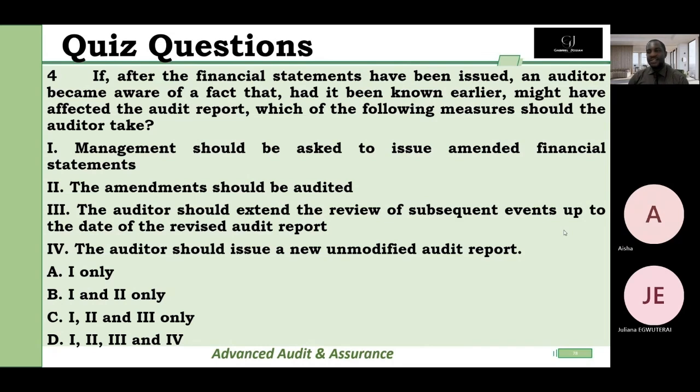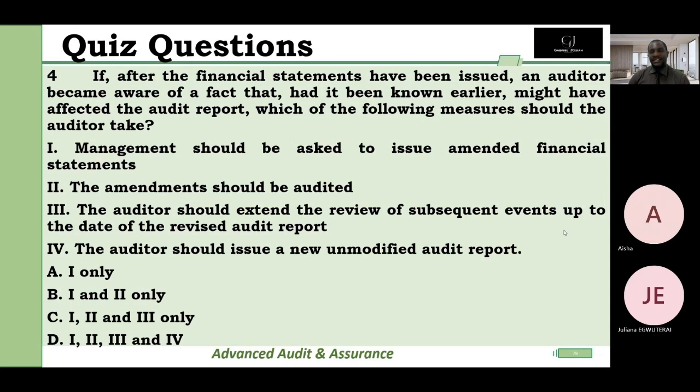If after the financial statements have been issued, an auditor became aware of a fact that, had it been known earlier, might have affected the audit report, which of the following measures should the auditor take? 1, management should be asked to issue amended financial statements. 2, the amendments should be audited. 3, the auditor should extend the review of subsequent events up to the date of the revised audit report. 4, the auditor should issue a new unmodified audit report. A, 1 only. B, 1 and 2. C, 1, 2, 3. D, 1, 2, 3, 4.